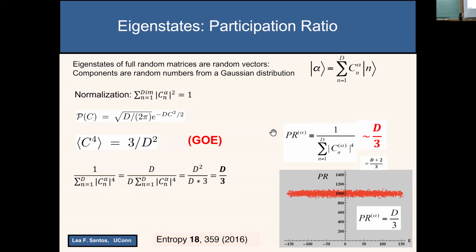If I compute this participation ratio for each eigenstate that I have in this big matrix, they will all give us this dimension over 3. What I'm showing to you here is a single matrix of dimension 3,000, just to show that all states are equivalent. We got the dimension divided by 3. Again, you see these fluctuations. If you do averages, you can reduce these fluctuations and see this becoming really flat. Conclusion: all the eigenstates of random matrices are just random vectors.